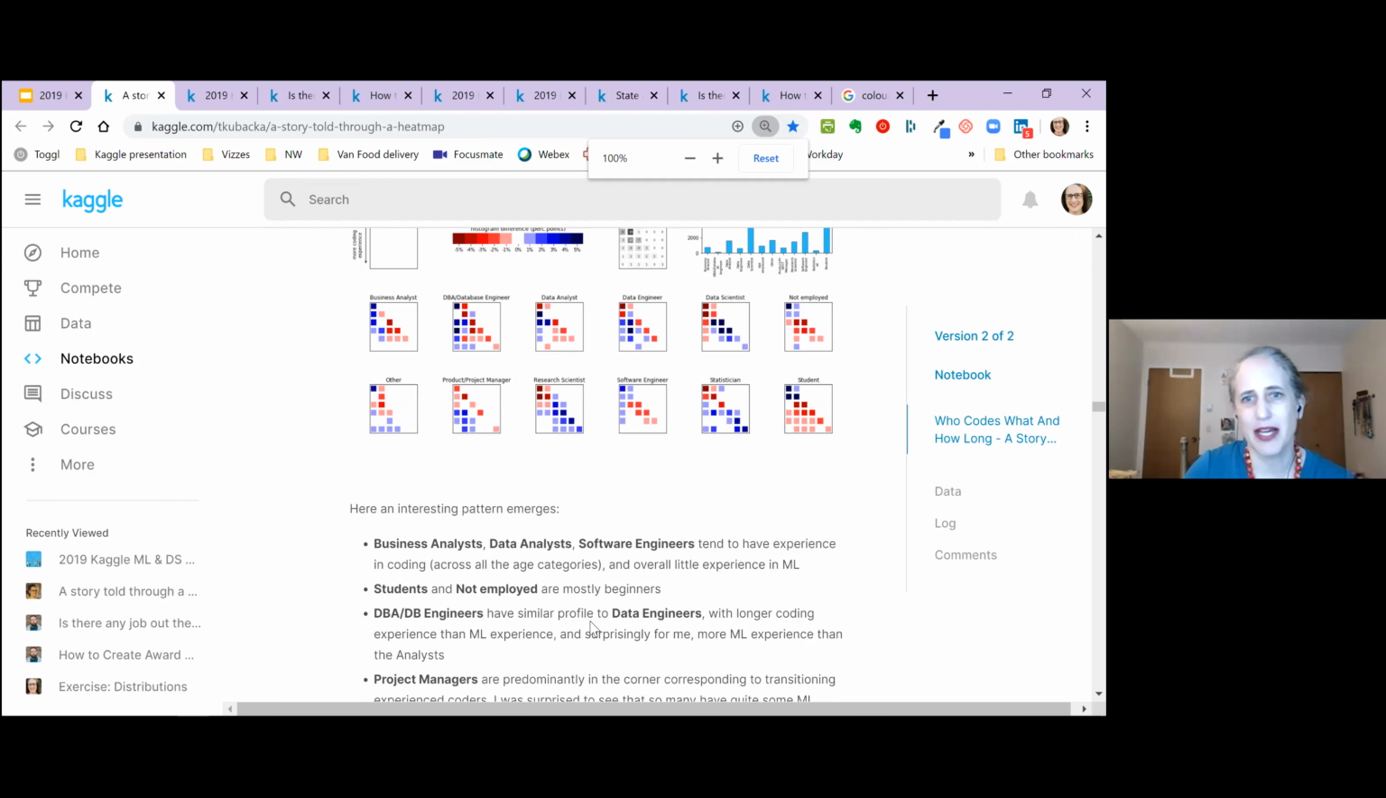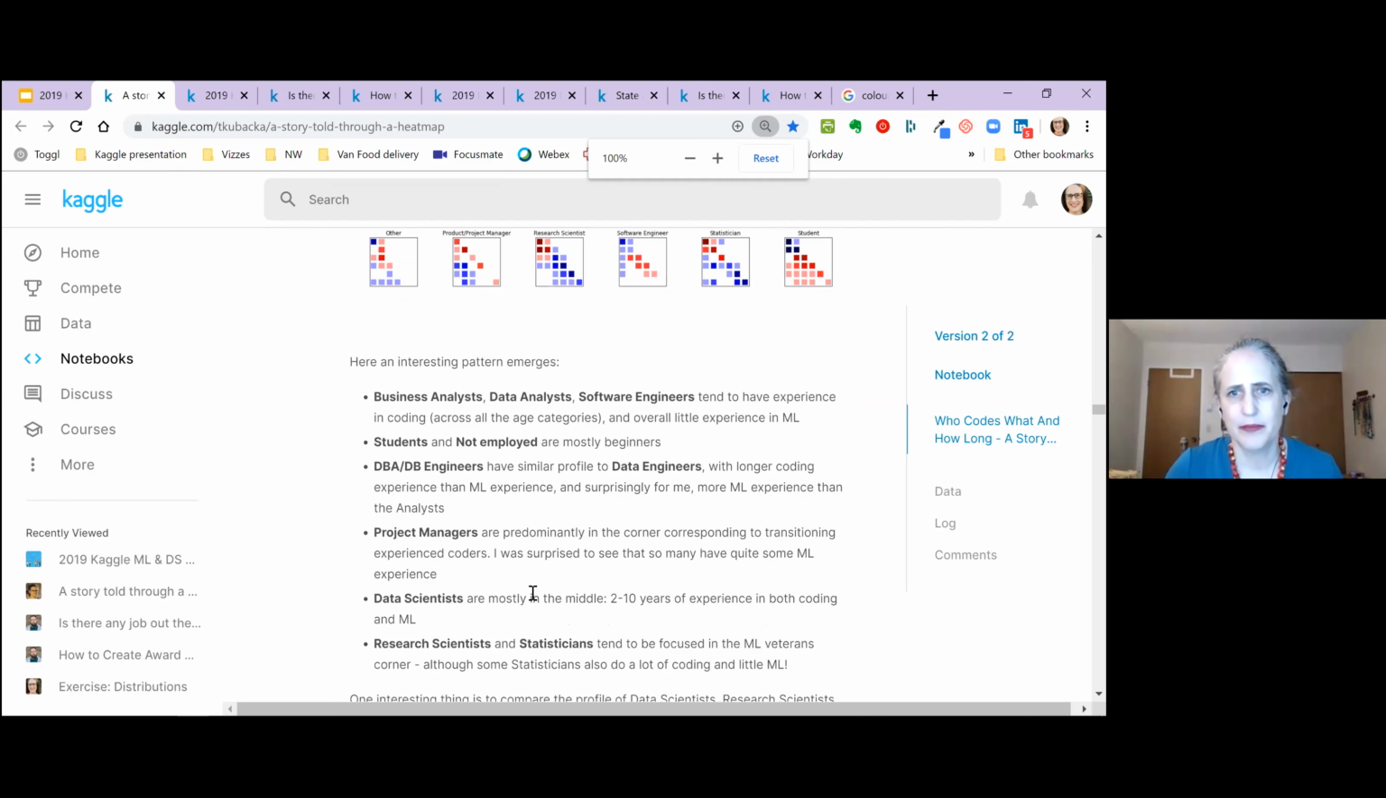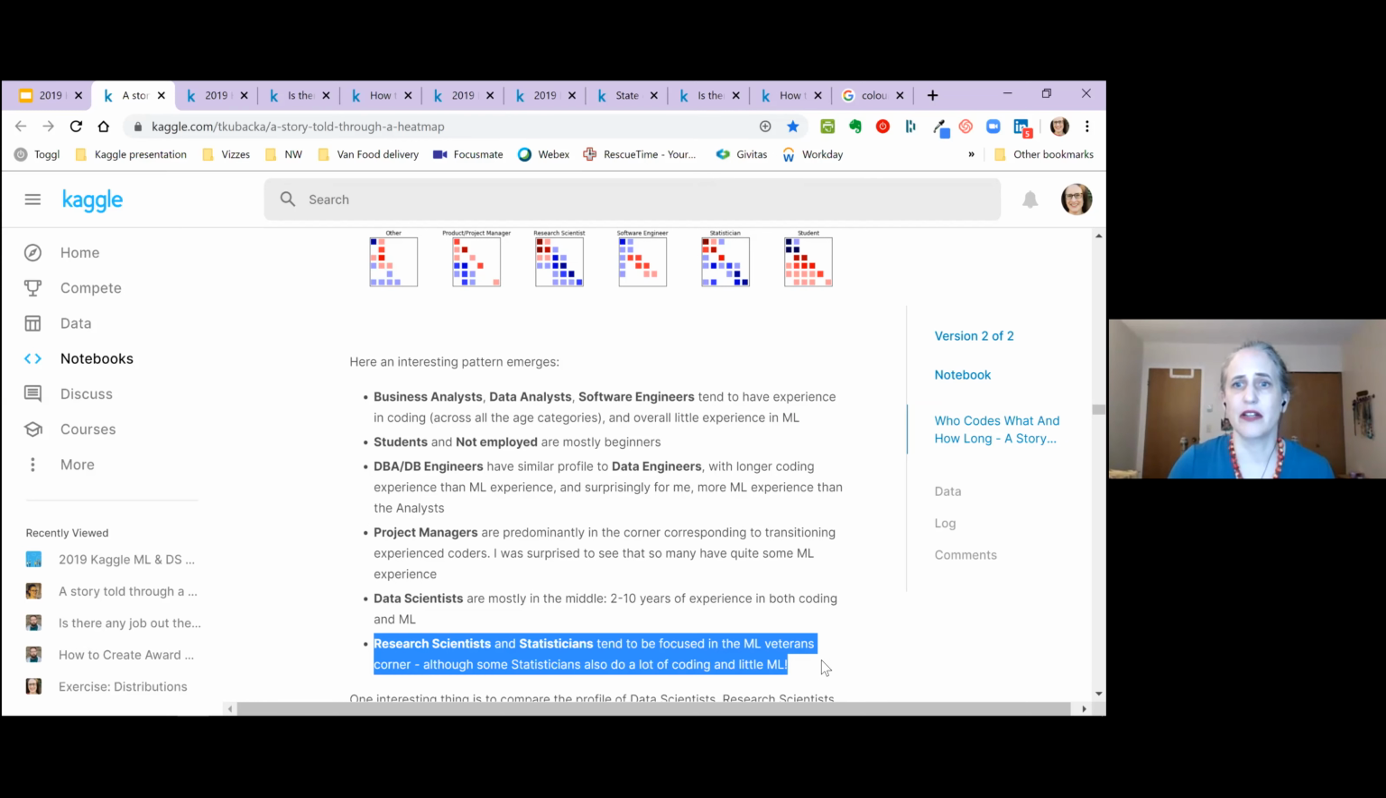Database engineers have similar profiles to data engineers. But I think that's something we said at the very beginning. Those two roles are so dependent on what the title is in a particular organization rather than actually being totally different roles. Data scientists are in the middle, 2 to 10 years of experience coding and machine learning. And the research scientists and the statisticians are the machine learning veterans. And the statisticians also do a lot of coding.